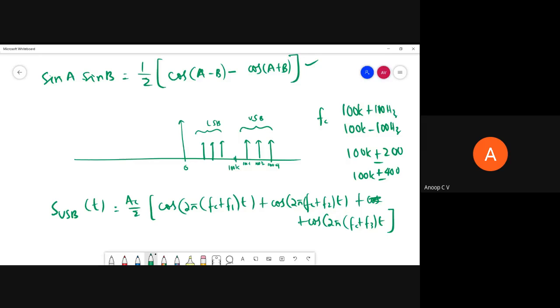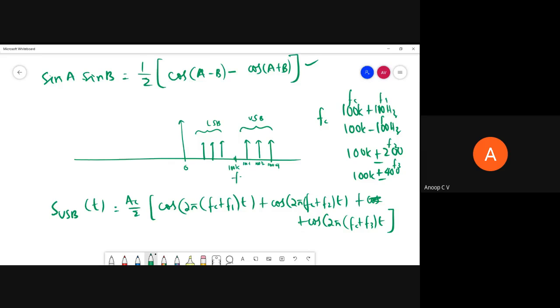Whatever this 100K is, FC, you can take 100 hertz as F1, 200 hertz as F2, 400 hertz as F3. So you will have FC plus F1 and FC minus F1 terms. We have already seen that. So now upper sidebands will be FC plus F1 terms, that is 100K plus 100 hertz, 100K plus 200 hertz, 100K plus 400 hertz.